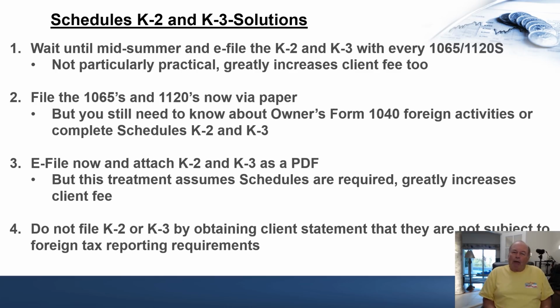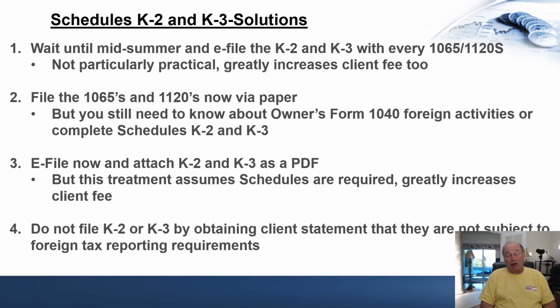You see, here's the next problem. Not only do we have this incredibly complex form, I use UltraTax, one of our other speakers uses CCH Access. The screen input's going to take me hours just to put in the screen, and then the IRS is not going to accept these as electronic filing until the end of March for partnerships and sometime in June for S-Corps. So number 1, I could wait until midsummer and then e-file the return with a K2 and a K3 for every client. It's not real practical. The client fees go up. Very few of our clients will actually have foreign activity, but there's one solution.